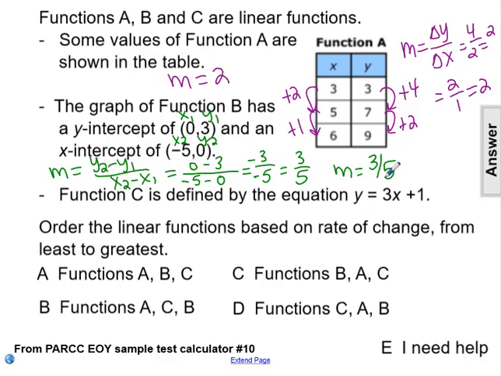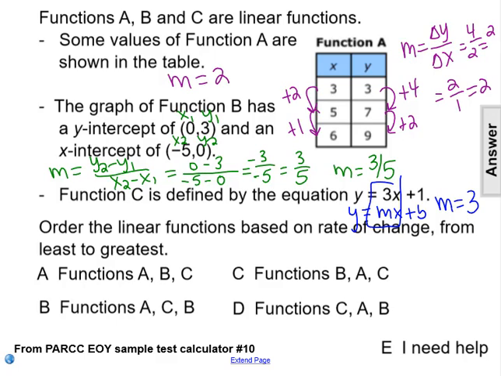Now the slope of function c: it's defined by the equation y equals 3x plus 1. This equation is written in slope-intercept form. It's written in y equals mx plus b form because the y variable is isolated. And when your equation or your function is written in this form, it's very easy to see the slope by looking at the coefficient of x. Our coefficient of x is 3, so that's our slope. m equals 3 for function c.